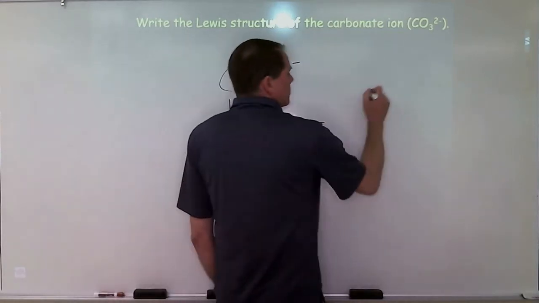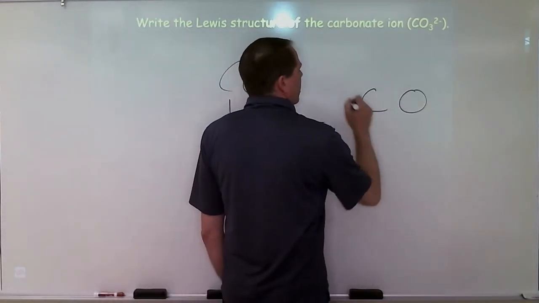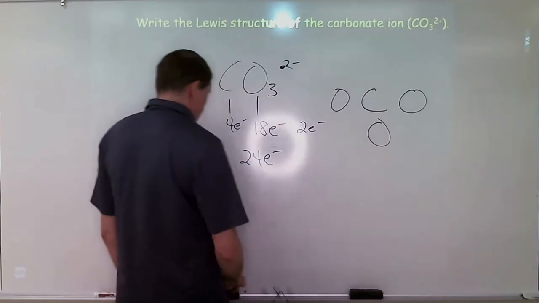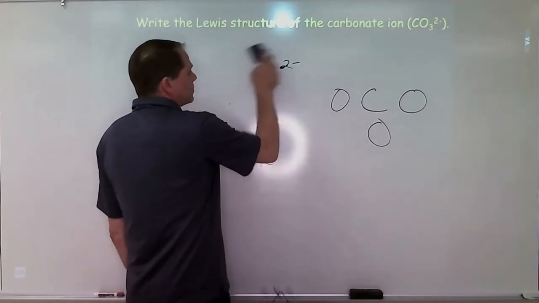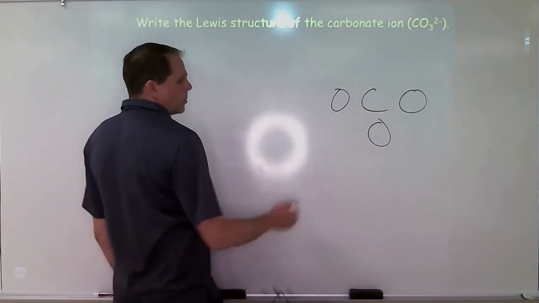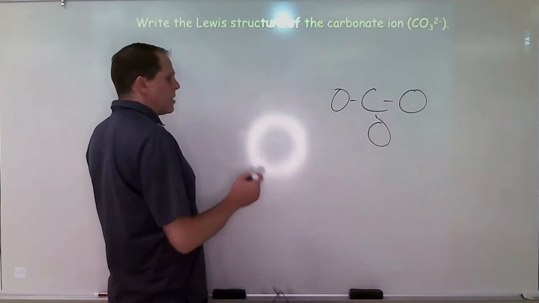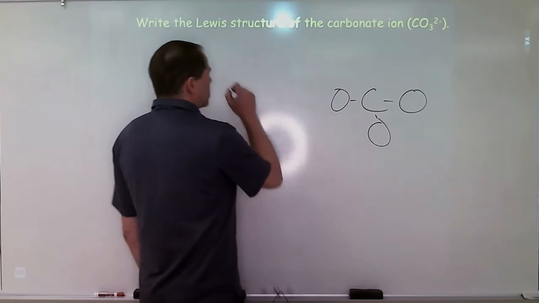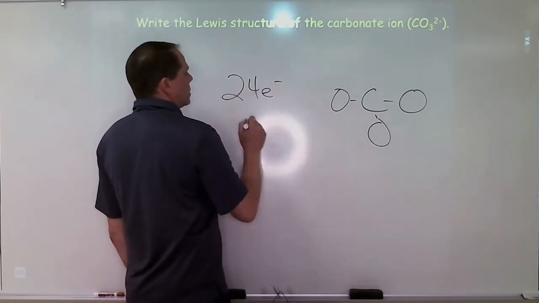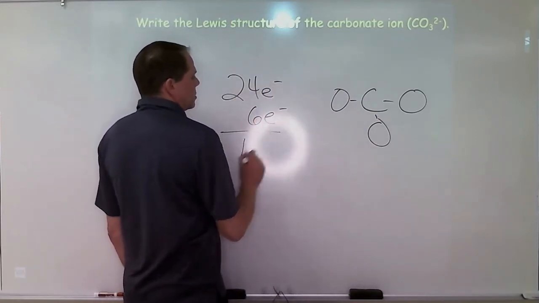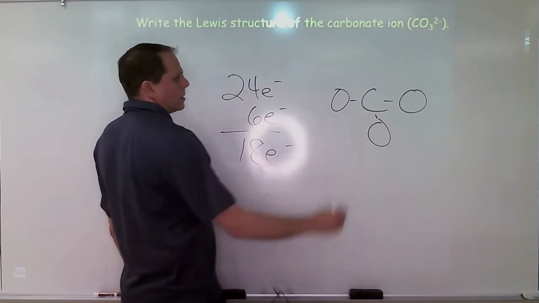Carbon goes in the middle, and then the oxygens have got to go around the outside. That's step 2, right? Now, I need to put bonds between each thing that has bonds. There we go. I've now used up 6 electrons. I started with 24. I've just used 6. I have to distribute another 18. Let's start doing it.